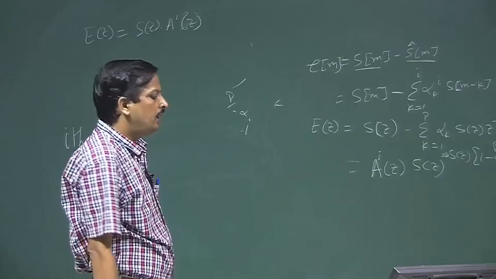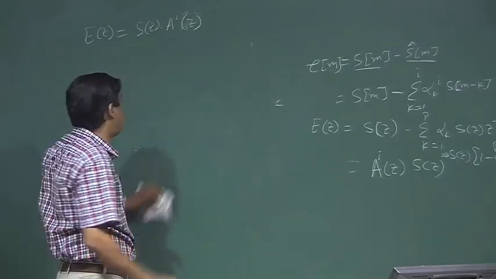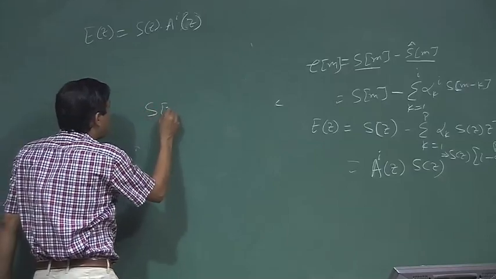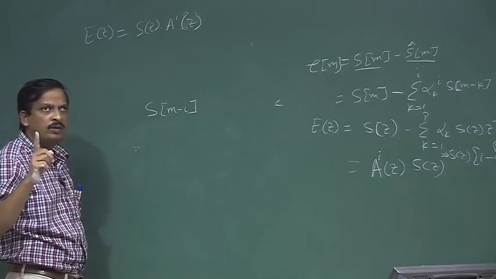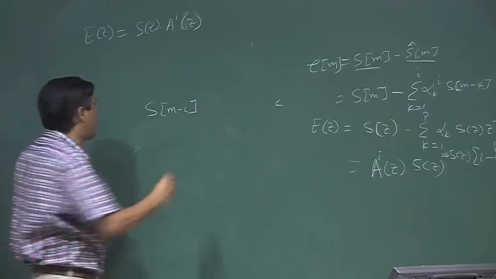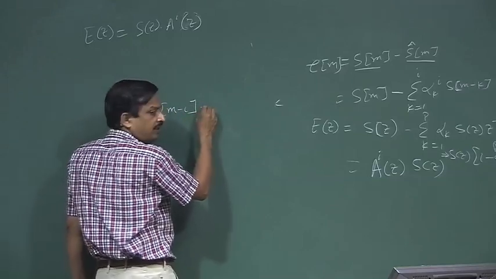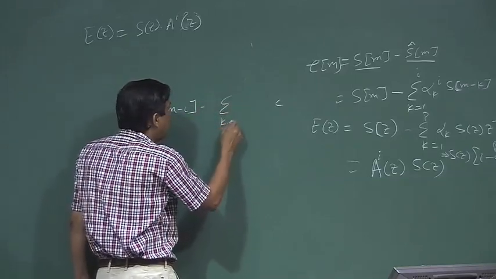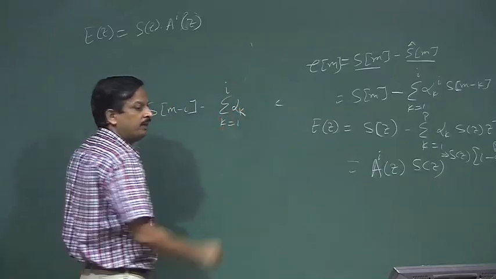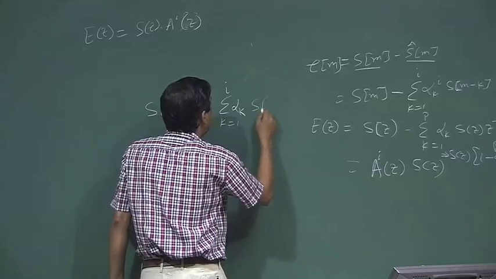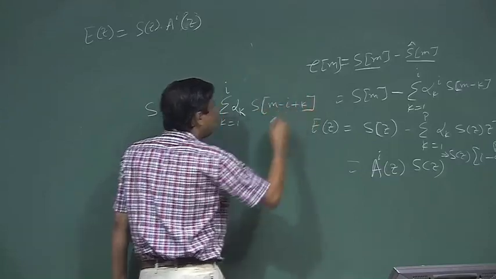Now, I want to say the backward prediction error. So, what is backward prediction error? I want to estimate s[m-i] from the previous i samples. So, I can say the backward prediction error is the original sample s[m-i] minus the estimated sample, the sum over k equal to 1 to i of alpha k s[m-i+k].